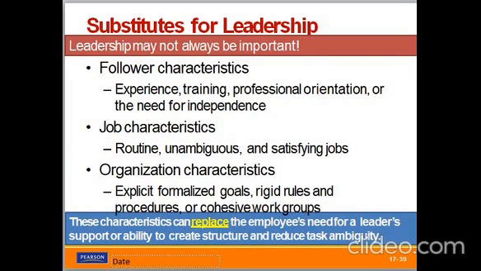So in a nutshell, if there is a lack of effective leaders, the followers themselves can substitute for the leaders if they have these three characteristics. So this was all about contemporary issues of leadership.